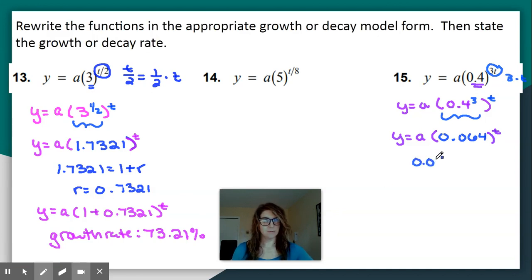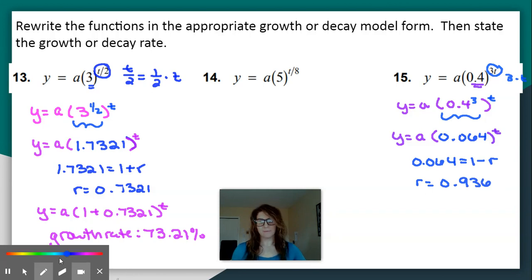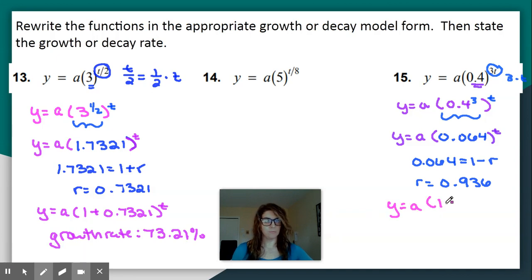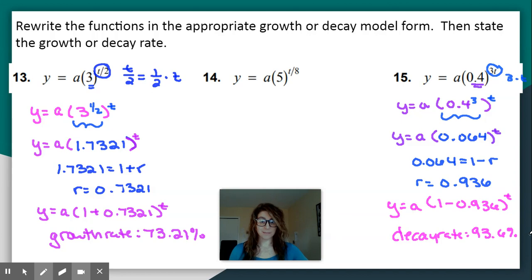It's less than 1, so it is a decay. So when I set this equal, I'm going to set it to 1 minus r. Same thing: I'm going to subtract the 1 and then divide by negative 1. So I get 0.936. And again, from there, I can rewrite the equation y equals a times 1 minus 0.936 to the t. And again, this is a decay rate of 93.6%. Okay, and that's what we're going to be working on throughout this lesson.